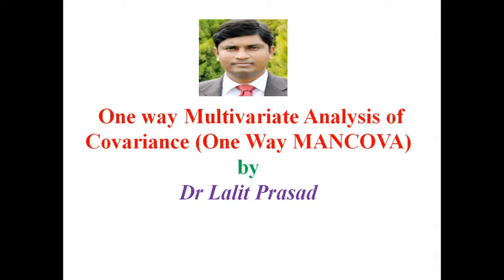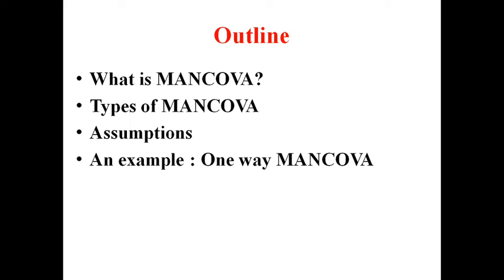We will discuss one-way multivariate analysis of covariance, that is one-way MANCOVA. So this is our outline. There are 4 agenda points: what is MANCOVA, types of MANCOVA, what are the assumptions of MANCOVA, and we'll consider an example for one-way MANCOVA.